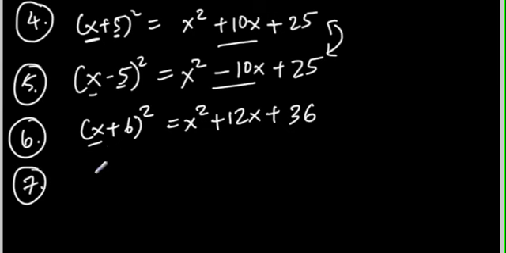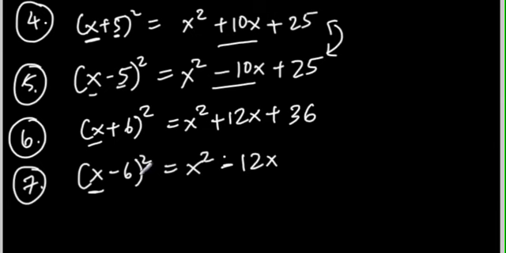Number 7, it's basically the same thing now, except it's x minus 6. So like I said before, you square the first term, x squared, and then the second term is 2 times x times negative 6. So it's negative 12x. And then you square the last term, negative 6 times negative 6 is positive 36. Remember that when you square a number, whether it's positive or negative, it'll always end up being positive. And observe once again that this is positive 12x and that's negative 12x.